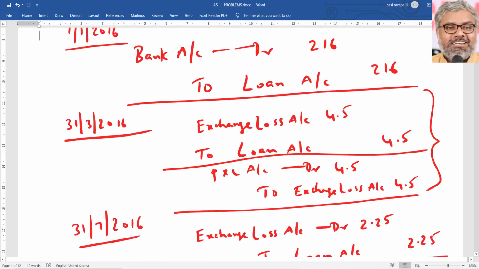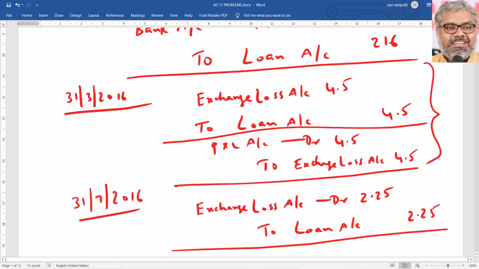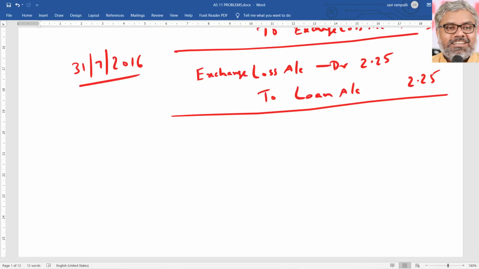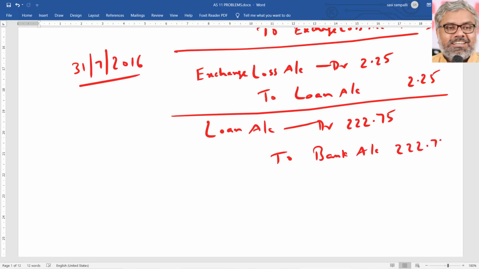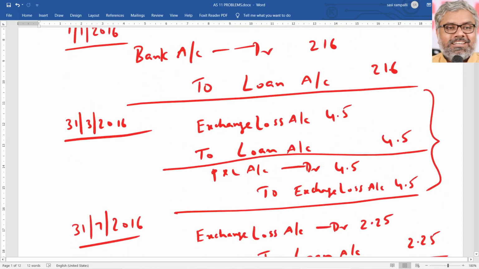How much loan account will be repaid in rupee terms? In dollar terms, loan is still 4.5 lakhs dollars only. But in rupee terms, how much loan has to be repaid? 216 originally, plus 4.5 credited because of exchange difference, plus 2.25 credited because of further exchange difference. So how much loan account will be repaid in rupee terms is going to be 222.75 lakhs. Naturally, when you repay, bank account is credited with the same amount, 222.75 lakhs. That is loan account which is repaid, 222.75 lakhs.